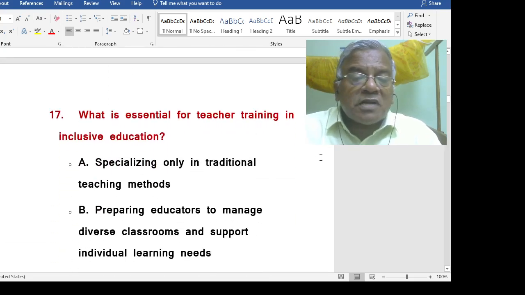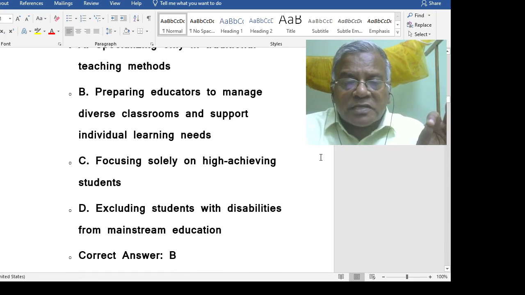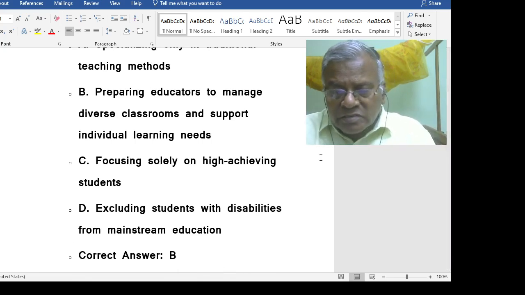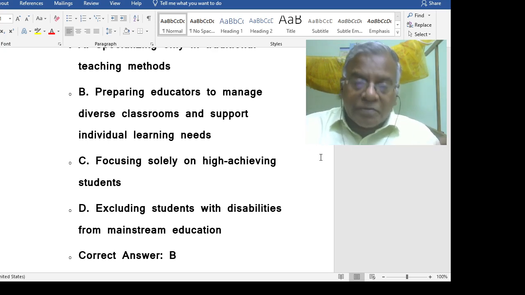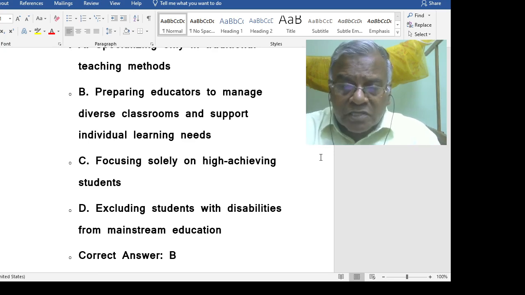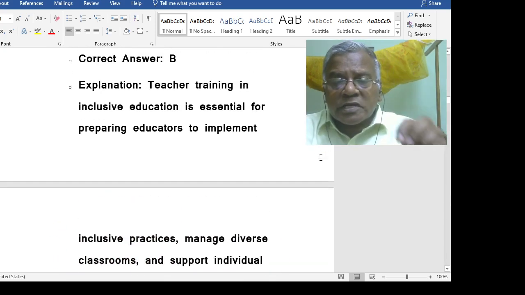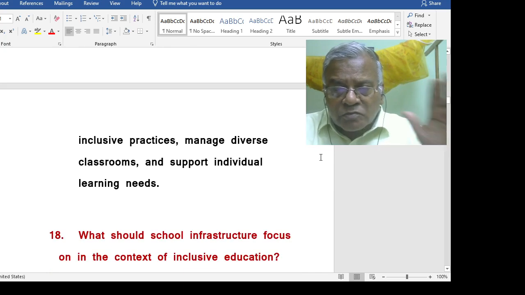What is essential for teacher training in inclusive education? That is, preparing educators to manage diverse classrooms and support individual learning needs. They should have the innate talent to give education to all types of students, to accept and understand all types of diverse learners, and then give quality education according to each one's needs. So that is the idea here. Teacher training in inclusive education is essential for preparing educators to implement inclusive practices, manage diverse classrooms and support individual learning needs.